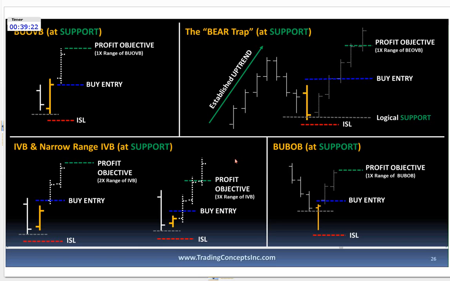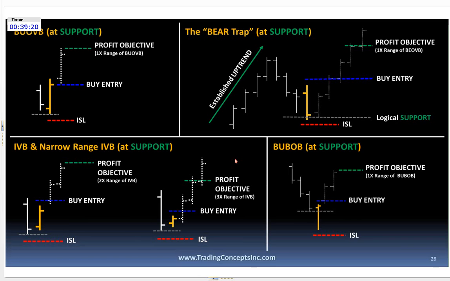All right, so let's just sum these up real quick, and I'll pass the baton off to Doc. Again, let's talk about those bullish patterns, right? You've got the bullish engulfing pattern, right? Or the bullish BU, OVB, outside vertical bar, right? High and low exceeds the prior bar's high and low. It closes in the top quarter. That's your entry right there. This is your profit target, 1 times the range. Your initial stop loss is directly below the low of that bar.